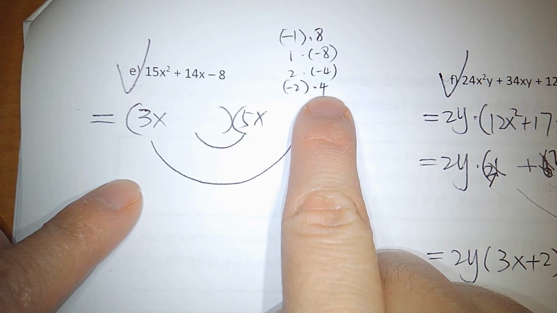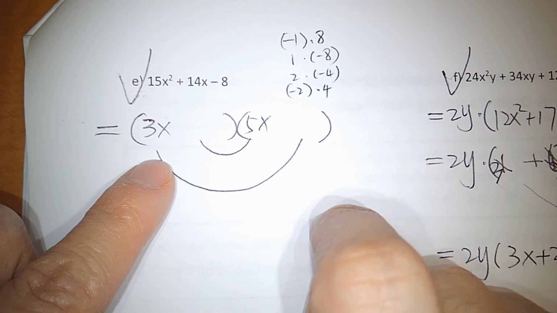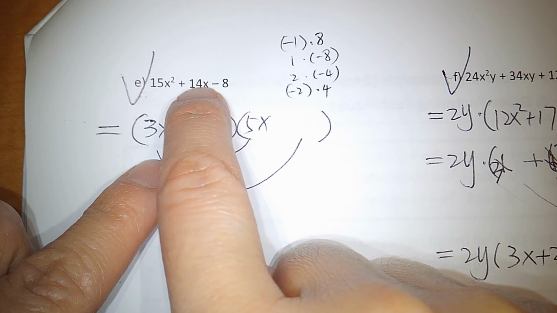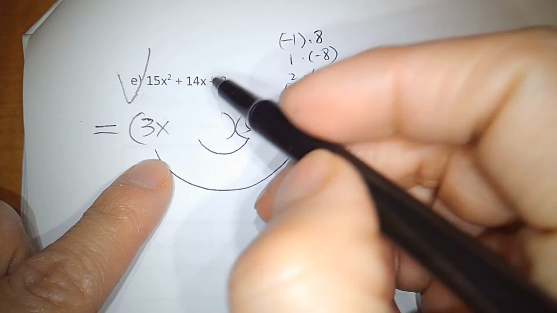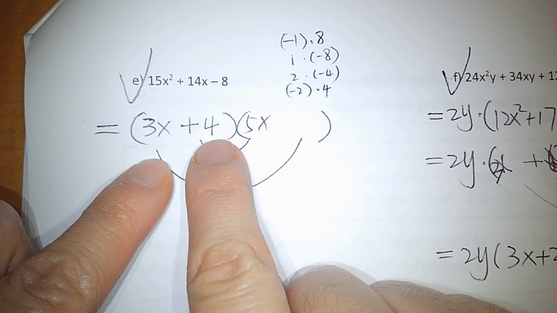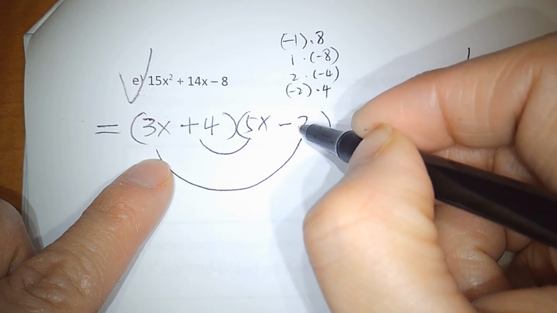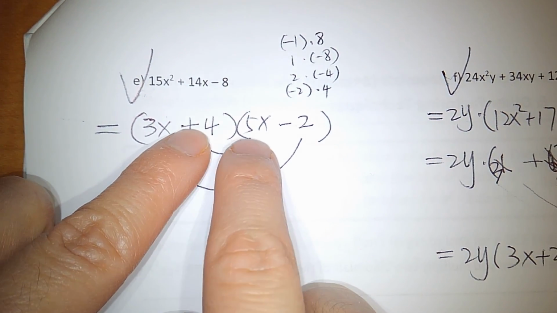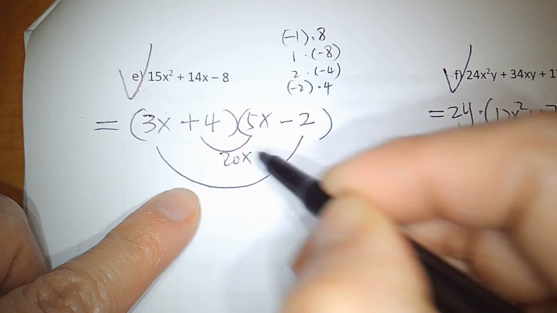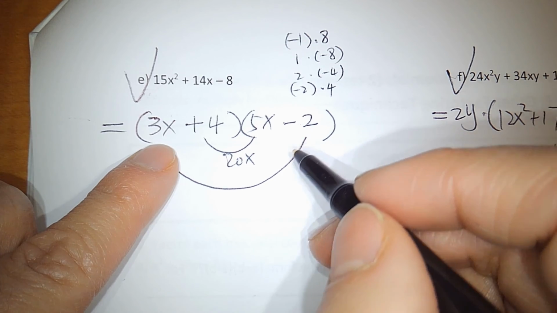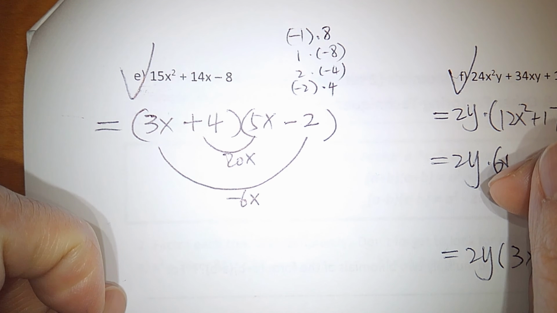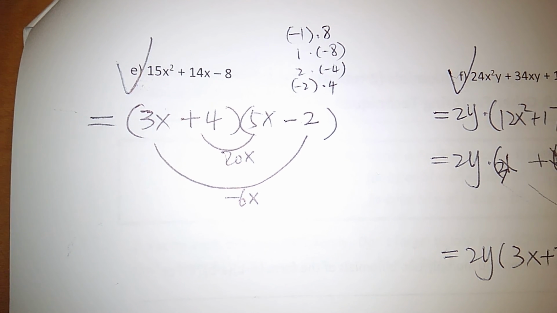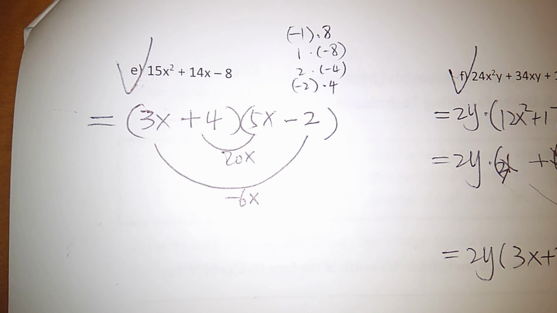So we want to get a positive coefficient of x. If we put a positive 4 here, negative 2 there, let's give it a try. 4 times 5x is 20x, right? 3x times negative 2 is negative 6x. The sum equals 14x. Yes. See, done. I did it, but I had the signs as negative 4 and positive 2, but just flip the signs.